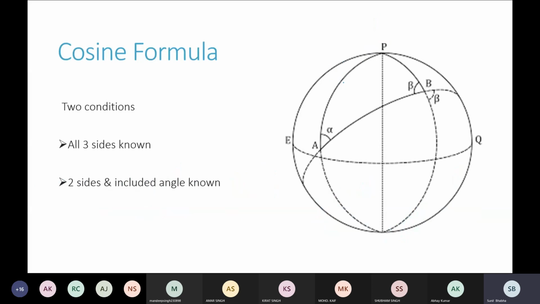Very good. So that seems clear. As I told you, this formula is applicable in two conditions. When all three sides of the triangle are known, or when any two sides and the included angle are known. So whenever you see a spherical triangle in which any one of these conditions applies, you can use the cosine formula to find out the remaining parts of the triangle. All other parts of the triangle can be found.